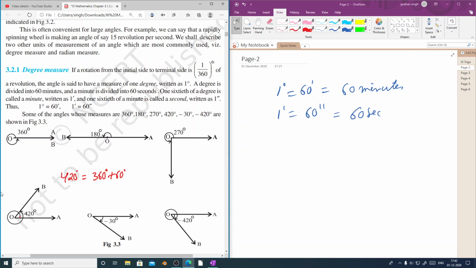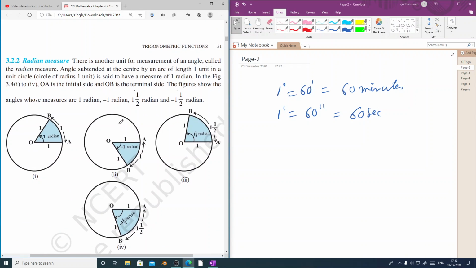Same way here, minus 420 degree means one complete rotation has been taken but in the direction of the needle of the clock, and 60 degree more but downwards. That is a total of minus 420 degree. So these kinds of figures can be asked in the exam. That is, draw the figure of, say, minus 420 degree, or minus 270 degree, or 180 degree, or 420 degree, or minus 60 degree, minus 45 degree. All this you have to learn.